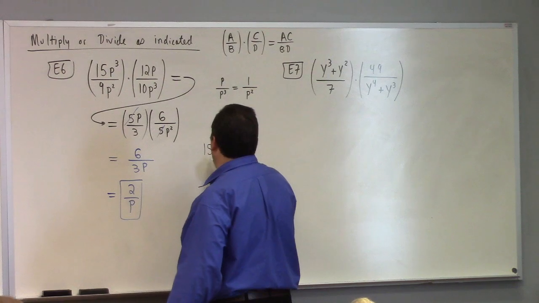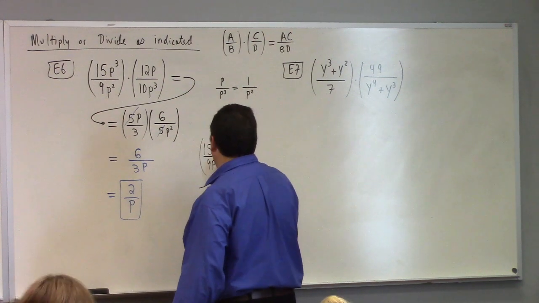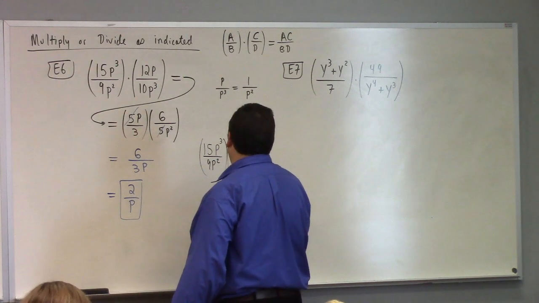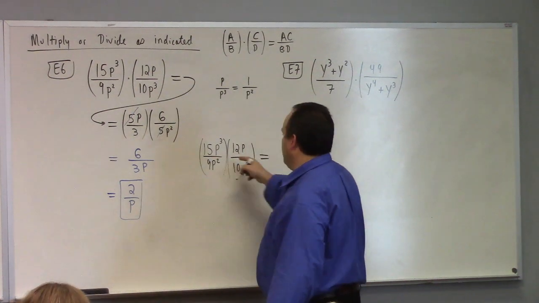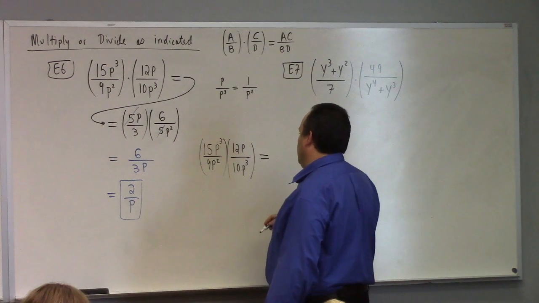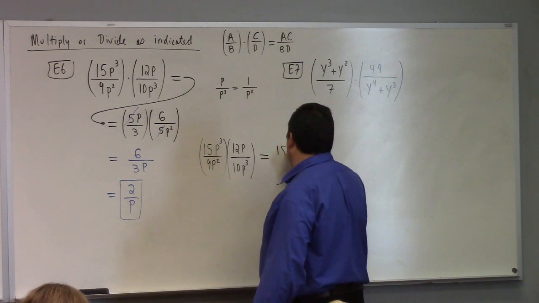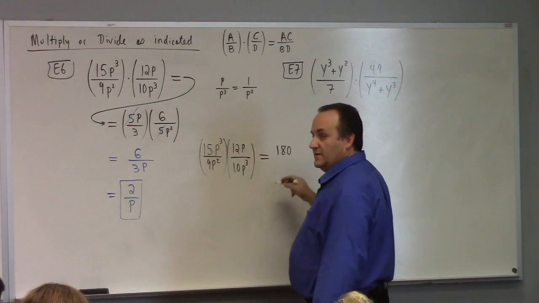15p cubed divided by 9p squared times 12p divided by 10p cubed. All right, so I just multiply the numbers. 15 times 12 is 140, 145? I don't know. 180. 180? Oh, thanks. So apparently 180. P cubed times p? P to the 4th.